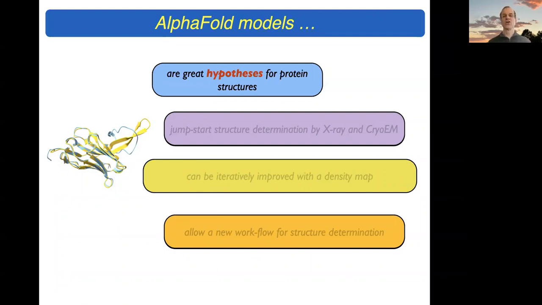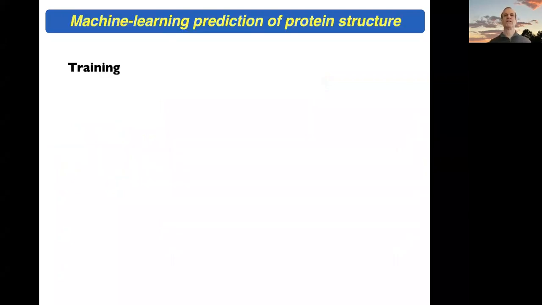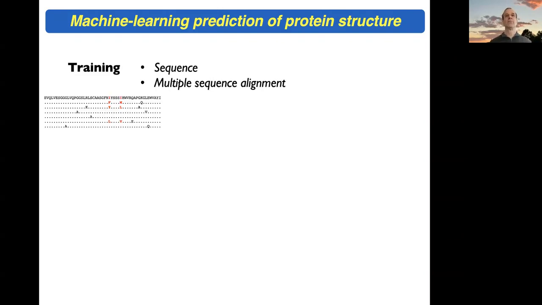AlphaFold models are great hypotheses for protein structures. Let's see what we mean by that. So let's talk for a moment about where AlphaFold models come from. I'm not going to go into detail about how AlphaFold works, but we are going to talk about what information goes into AlphaFold, generally how it works, and therefore what you can expect it to produce. So AlphaFold is one of a number now of machine learning prediction tools applied to protein structure.